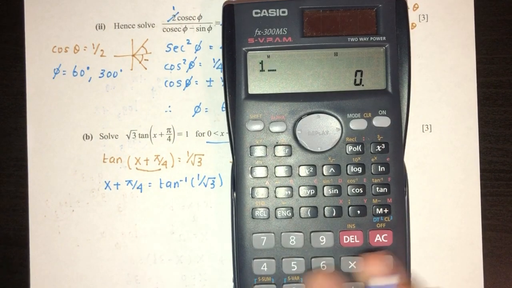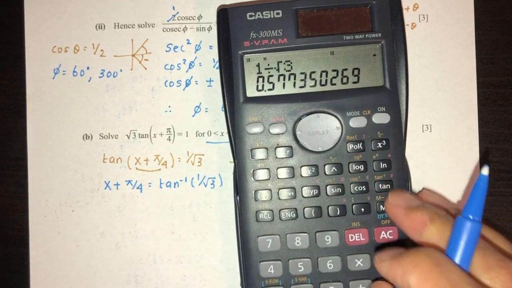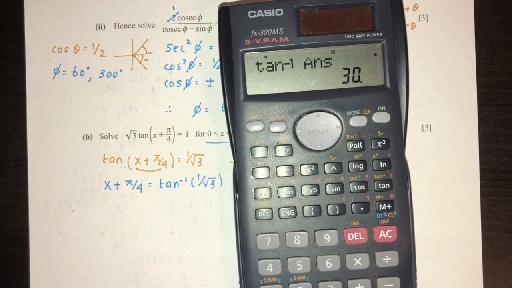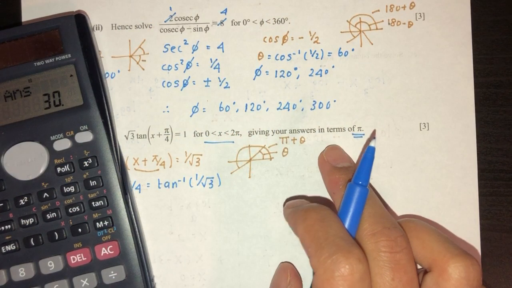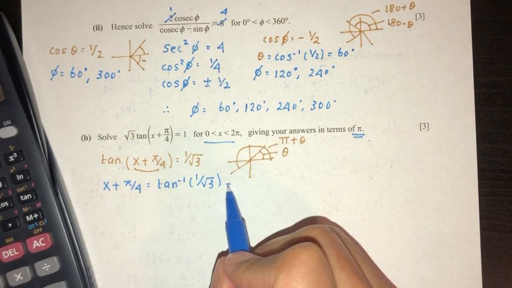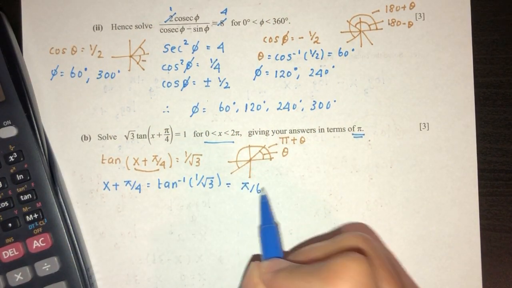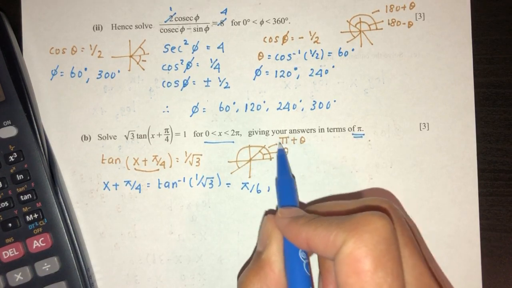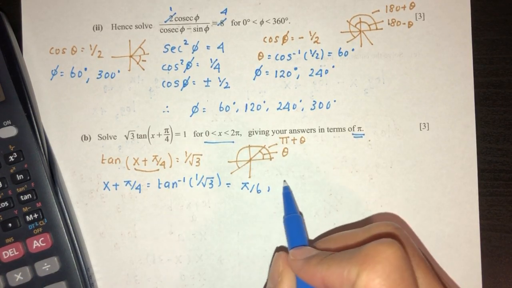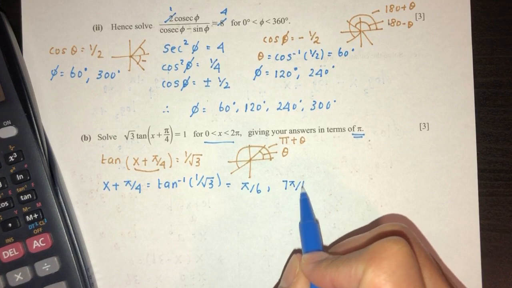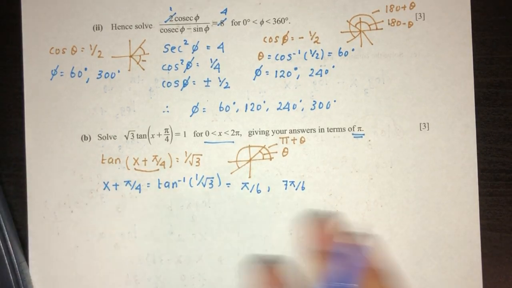So what is the value? 1 divided by root 3, tan inverse, that will be 30 degrees. But we need our answer in terms of radians. So we know 30 degrees is equal to pi by 6. That is the first value. And the other value is pi plus pi by 6, that should be 7 pi by 6. Okay, those are the two values we need to find.